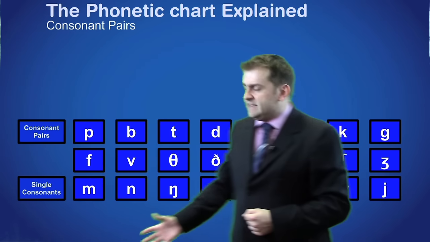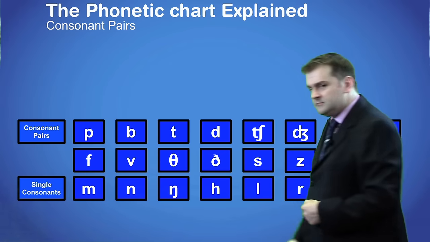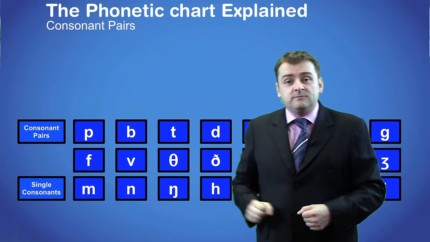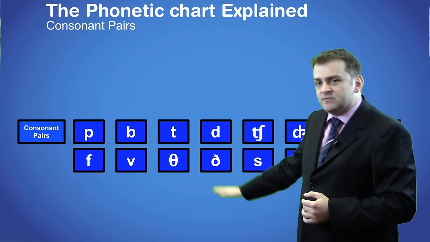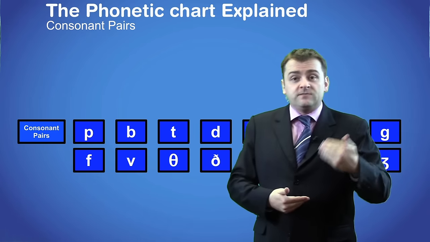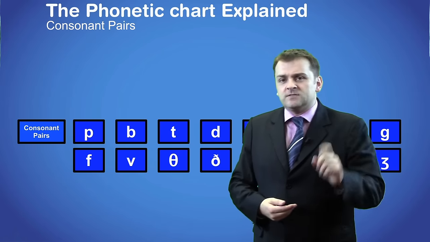The third section is the consonant sounds. The first two rows are sometimes called consonant pairs. This is because the sounds of each pair are produced in a very similar way. Let's look at the first pair.